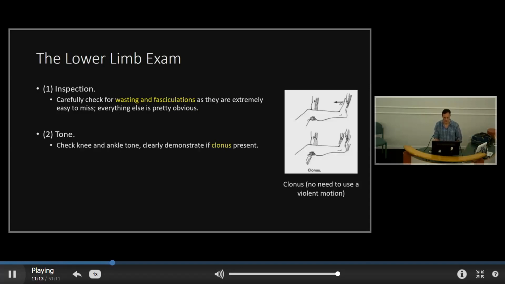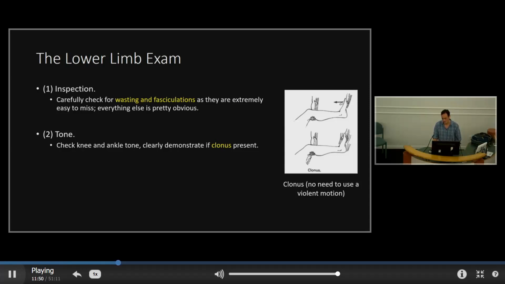Now, tone is what I like to do next. Check tone at the knee and check tone at the ankle. And also a third thing is to look for this thing called clonus. This diagram is showing you how to test for clonus. Just bend the knee slightly with one hand and push in quickly with the other, dorsiflexing the foot as you do so. There's no need to use a violent motion or make these big circles that some people do beforehand. It's a very quick thing, just in, and if there's clonus, then you'll see it if you have a nice technique. It's quite technique dependent. If you don't do it well, you may miss it.